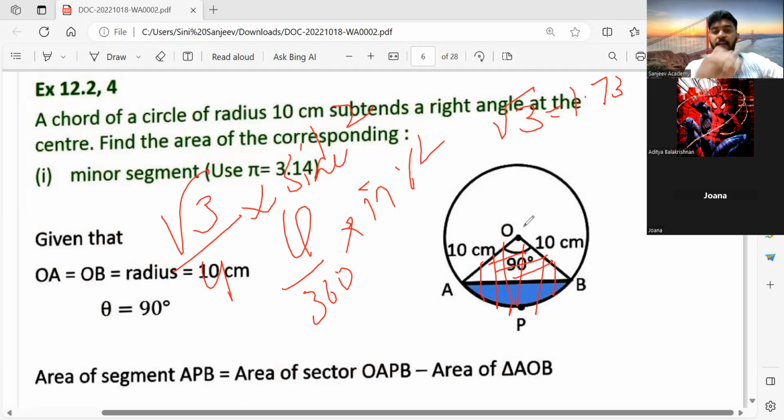So once you find the area of the sector, that is this full OAPB, minus the area of the triangle, that is root 3 by 4 into side. Side is what? 10. 10 square.